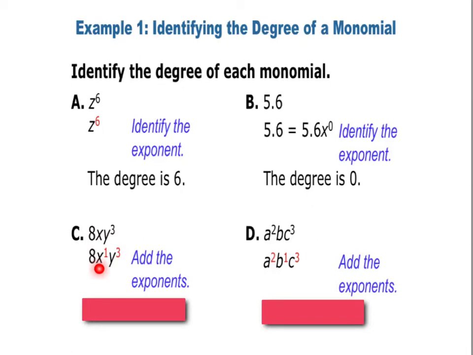Now, we're going to add up the 1 plus the 3. 1 plus 3 is, you said it, 4. So that is a 4th degree monomial.